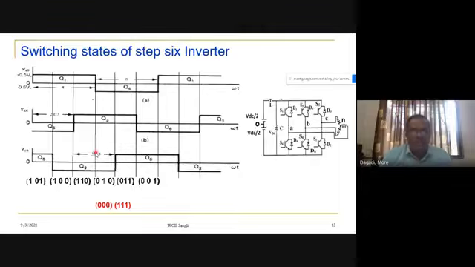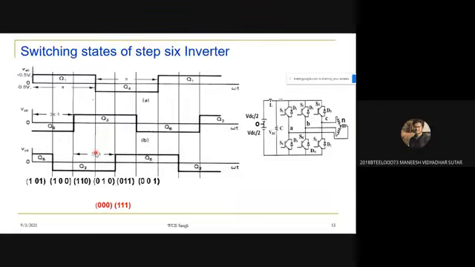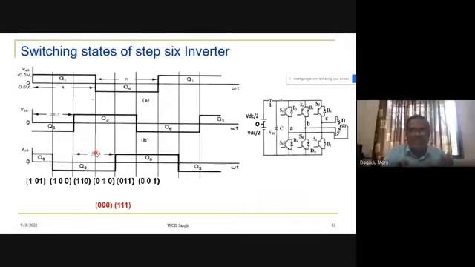Null states are present in sinusoidal PWM or space vector PWM, but they are absent in 180 degrees mode of conduction. So who will give more output voltage, 180 degrees mode of conduction or PWM inverter? 180 degrees, because null states are absent. Null states are just time killing. They are not giving any output.